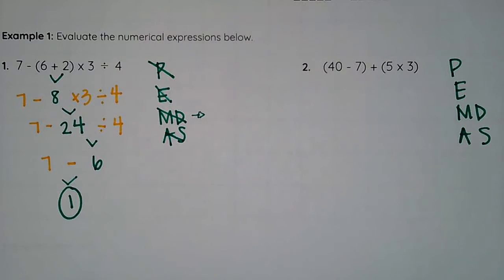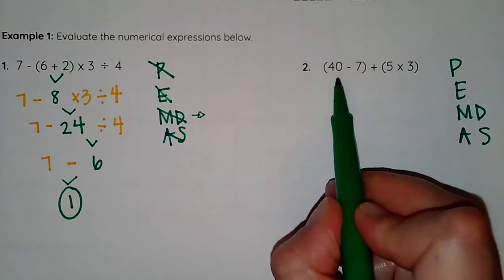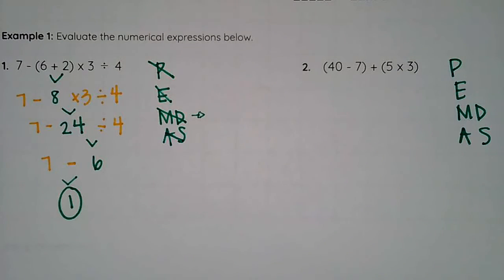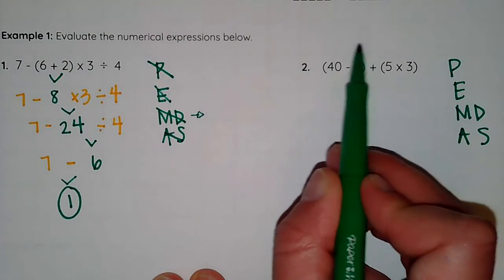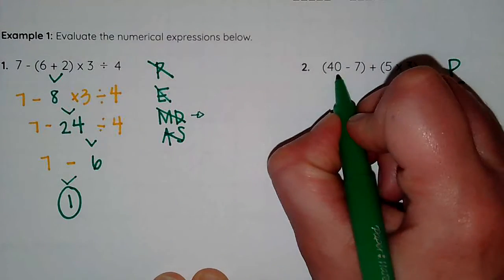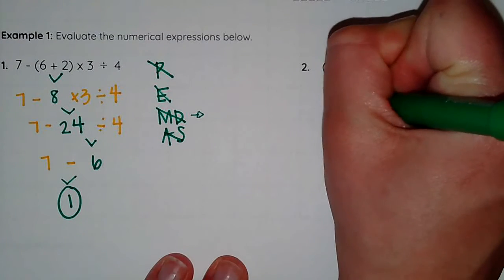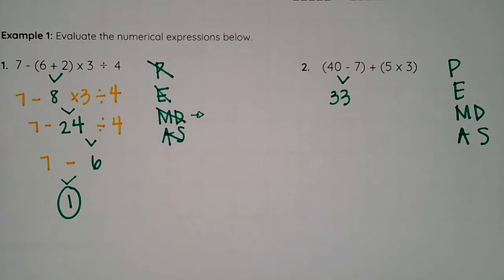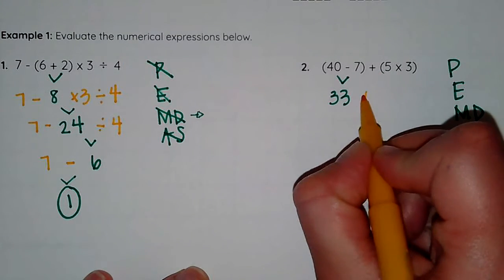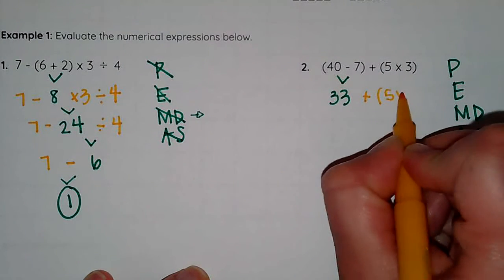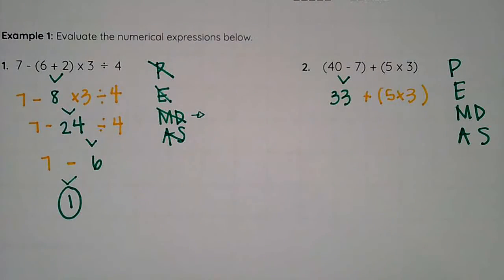Now, here we have 2 sets of parentheses. Similar to our multiplying and dividing and adding and subtracting, I'm going to move left to right. So this is my first parenthesis. So I'm going to start here. 40 minus 7 is 33. Now I don't need those parentheses anymore. They're done. So I bring down the remainder of my expression.